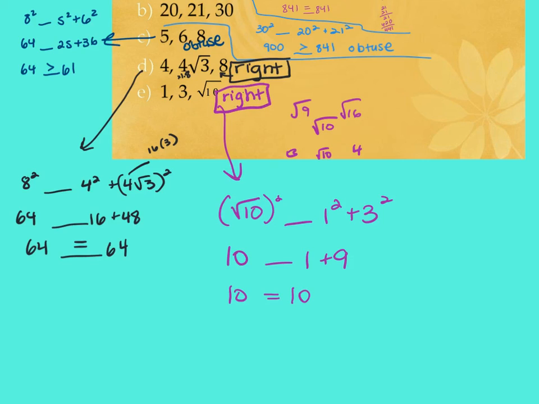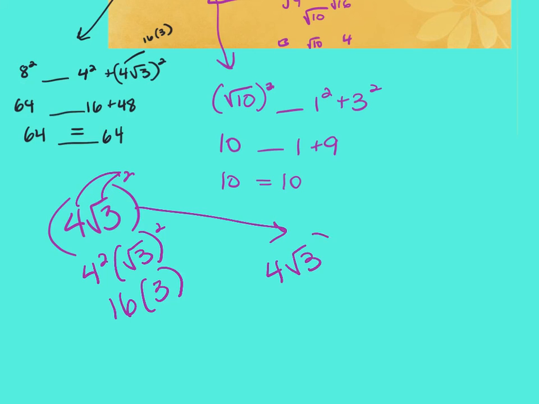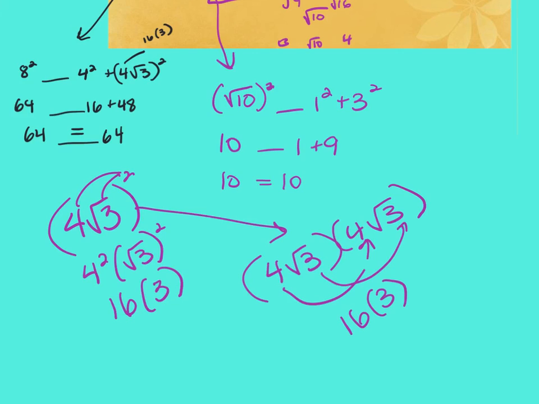Square root of 10 squared becomes 10. So for D with root 3, you would square the 4 and then multiply it by the root. I square them by distributing: 4 squared, and then square root 3 squared, which is 16 times 3. The other way to look at it is 4 root 3 times 4 root 3. It's still 4 times 4, which is 16, and root 3 times root 3, which is 3. You could look at it either way.